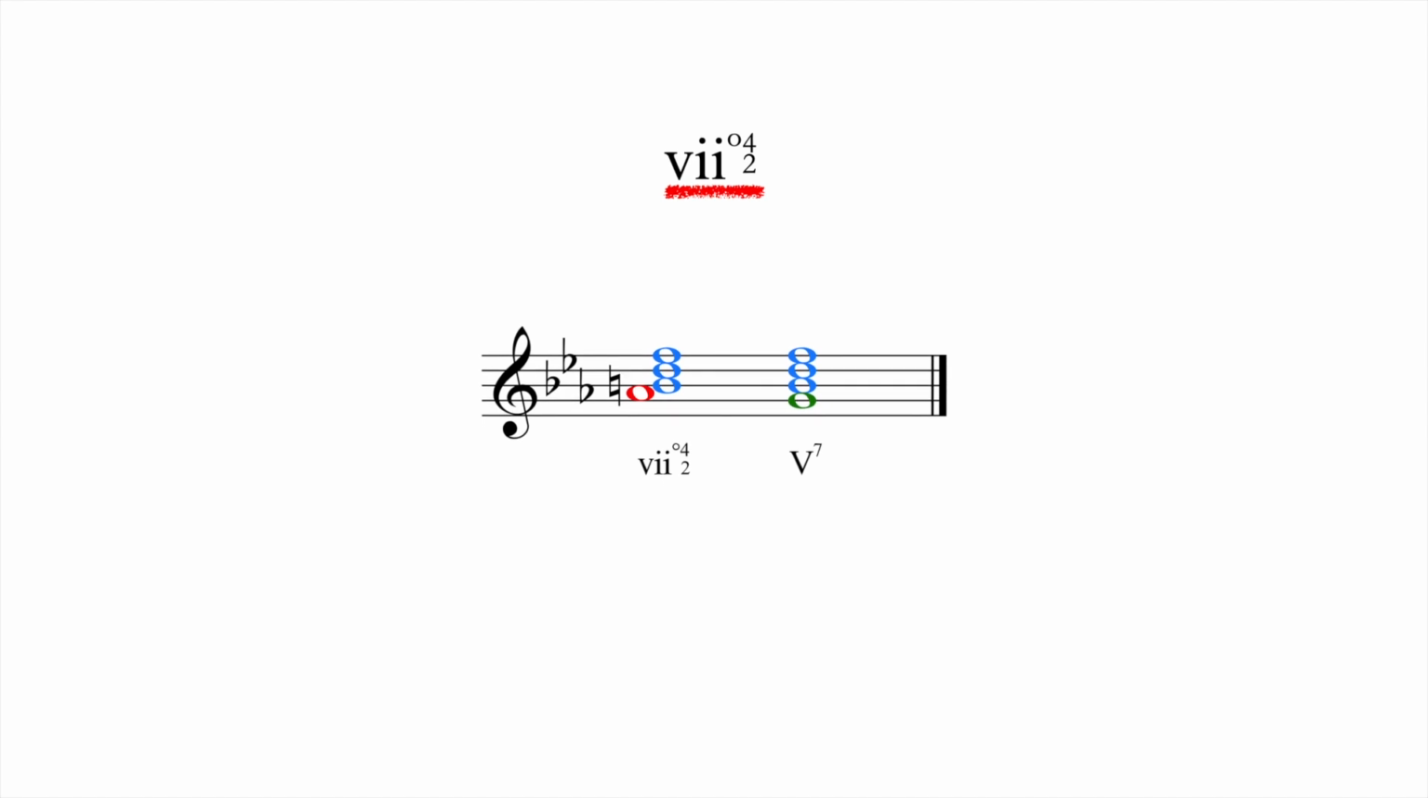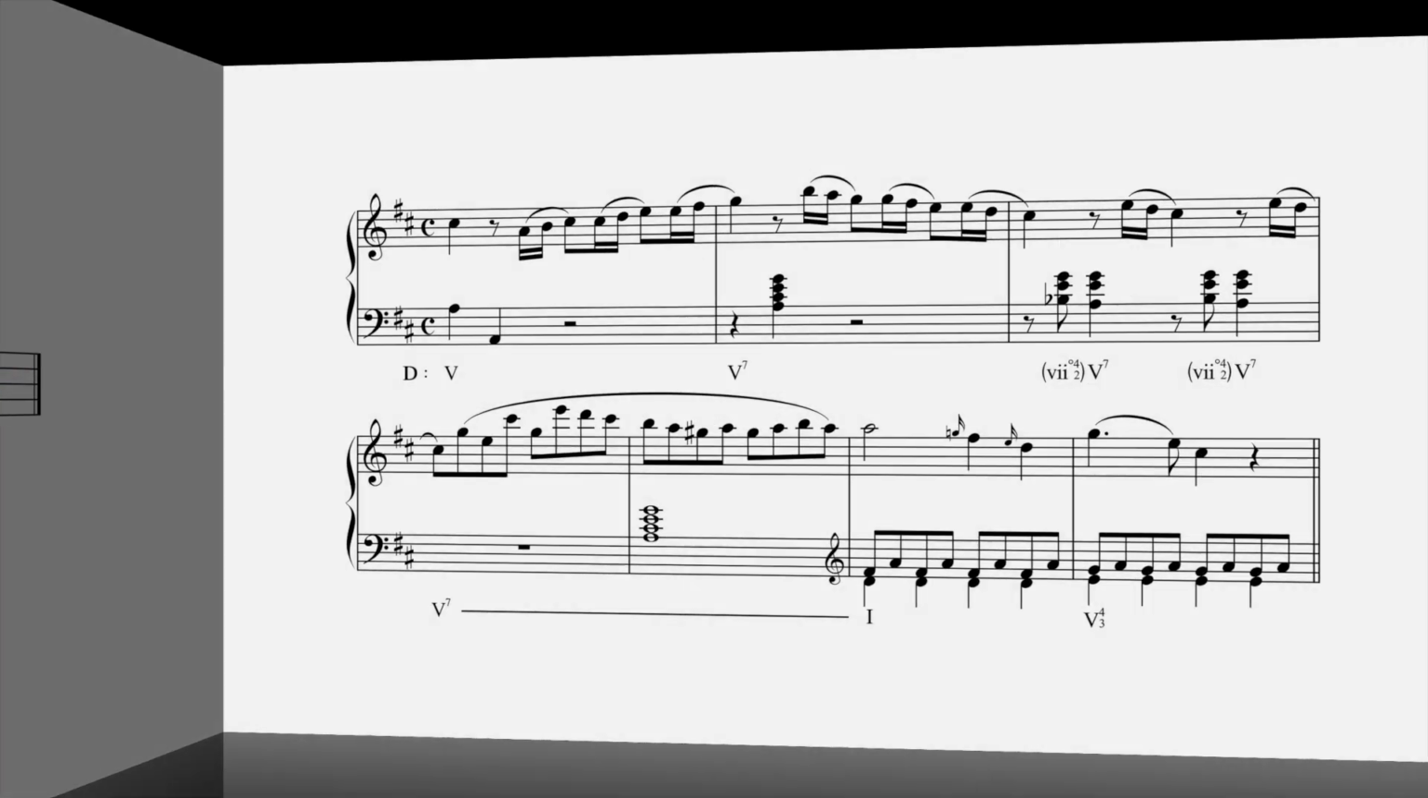Seven diminished 4/2 does not share a bass note with any position of 5/7 and is used primarily to intensify a root position dominant by oscillating between scale degrees 5 and 6 in the bass, as in this example from Mozart's Rondo in D.